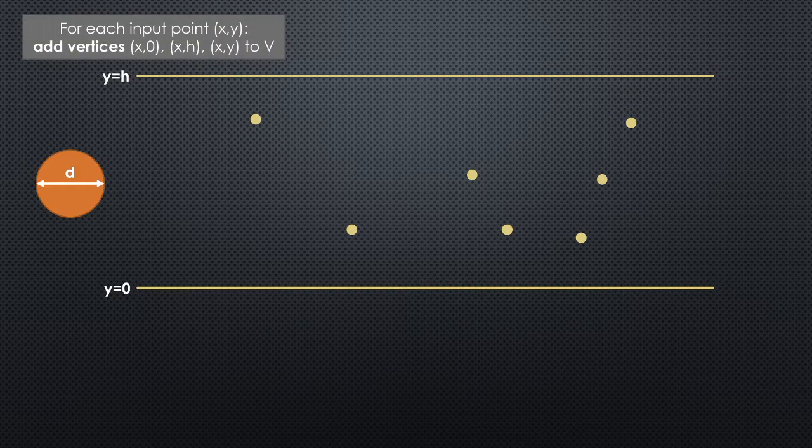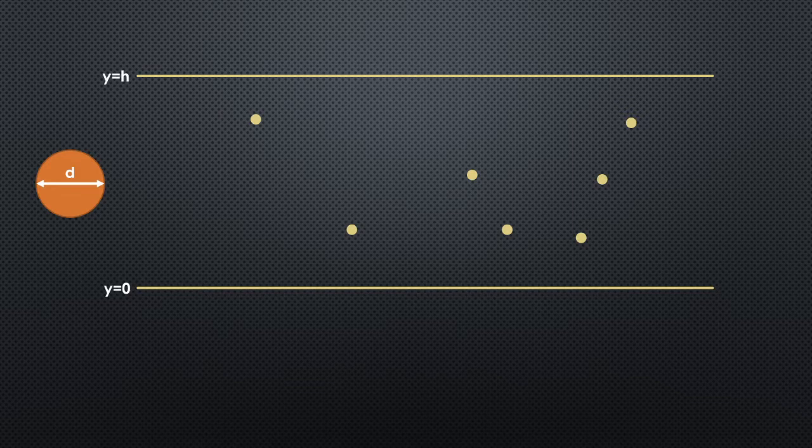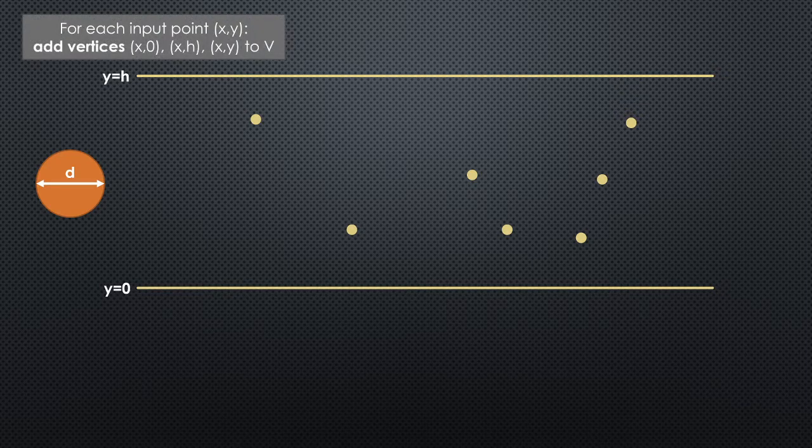And we're going to let all of the input nodes be vertices, all the input trees be vertices, and we're going to conceptually think of there being these lines at y equals 0 and y equals h, and we're actually going to add a bunch of nodes at various places on these two lines. So in particular, for every input point xy, for every input tree at xy, we're going to add the following vertices. We're going to add xy, the point itself, but then we're also going to add x comma 0 and x comma h, where h is the height of the upper wall.